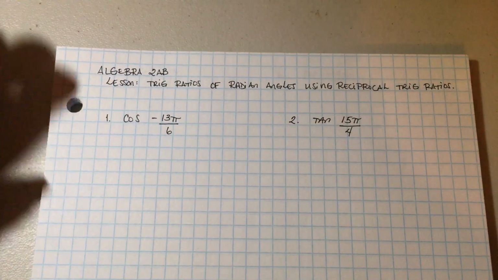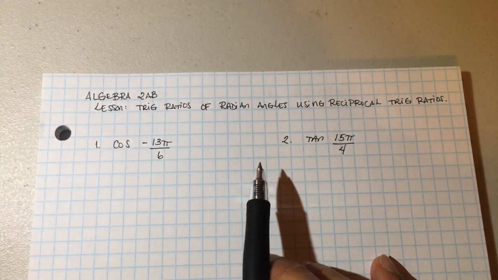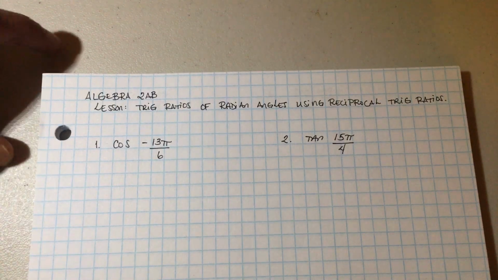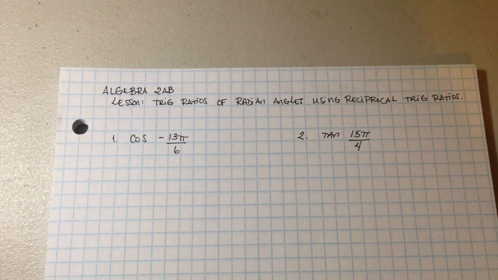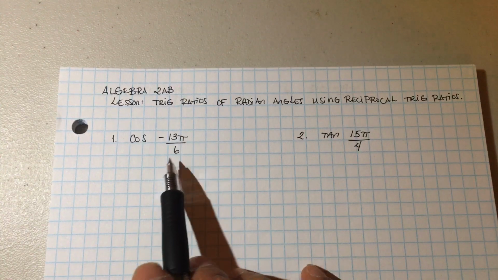Hey guys, today we're going to continue working on our trig ratios of radian angles, and we're going to throw in a little twist to it using the reciprocal trig ratios. But let's go ahead and do a couple of examples here of the ones that we've been working on. So we have this here, right? We have the cosine of this radian, negative 13 pi over 6.